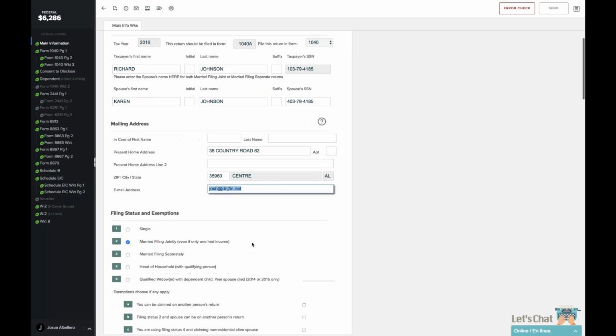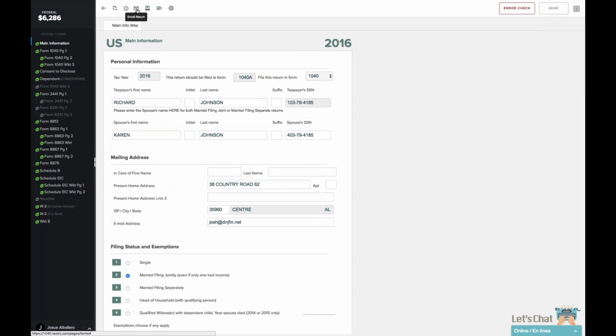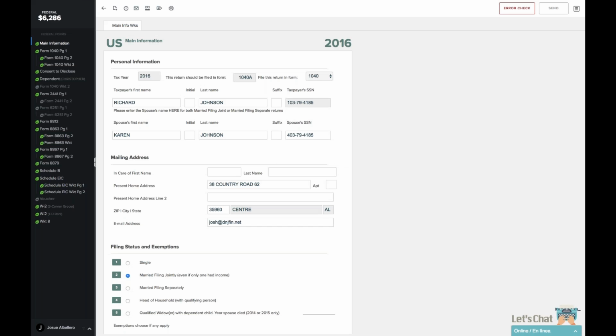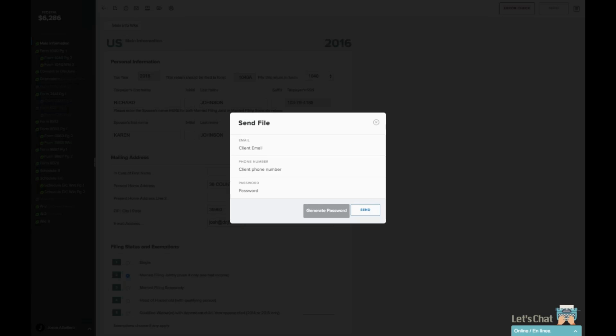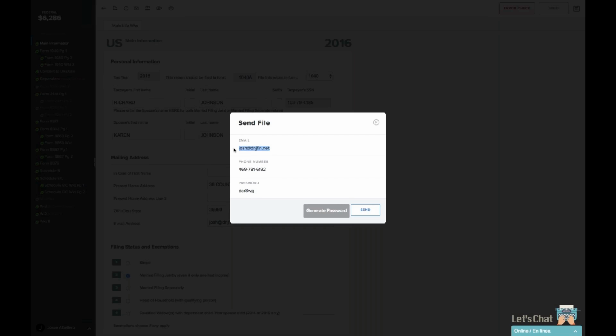Perfect. So once you have the email in there, and the phone number, what's going to happen is that you can click on the option up here, the option on the very top, and say email this to the customer. So the system is going to email the return to the customer. You can create a password for the customer, or you can auto-generate it. Just click on that gray button that says generate password, and what's going to happen is that when I click send here, I'm going to receive the file, and I'm also going to receive a text message with the password. This password is going to come to my email, and I'll show you.